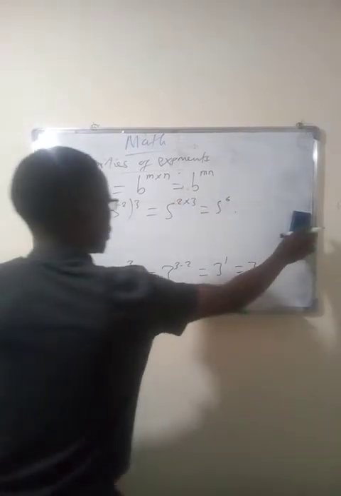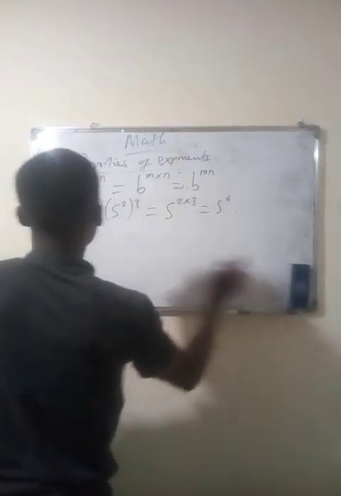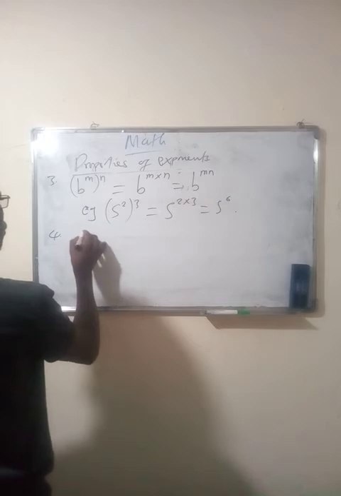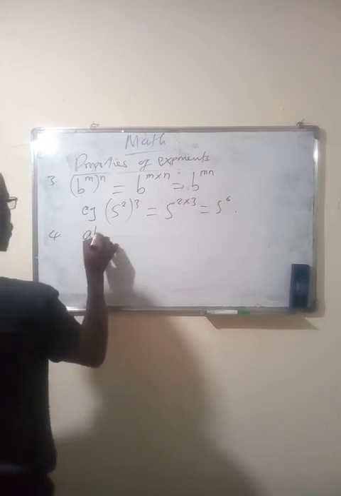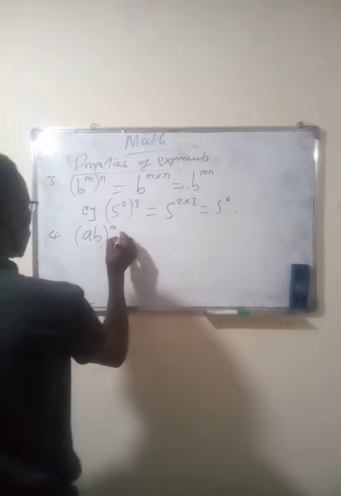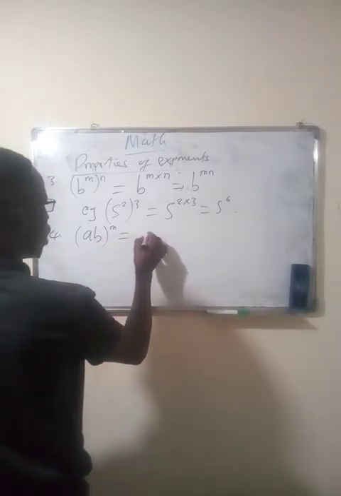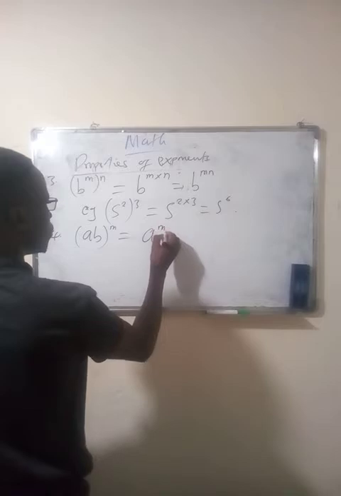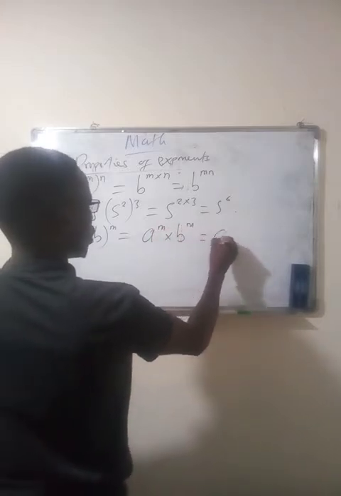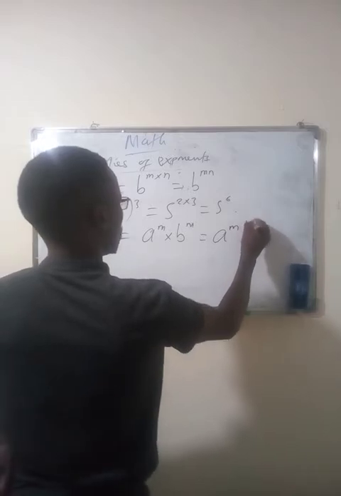Okay. Then another property that is very important is, let's say, that is (ab) to the power m, all right? (ab) to the power m. This is going to be equal to a to the power m multiplied by b to the power m, which is simply equal to a to the power m, b to the power m.